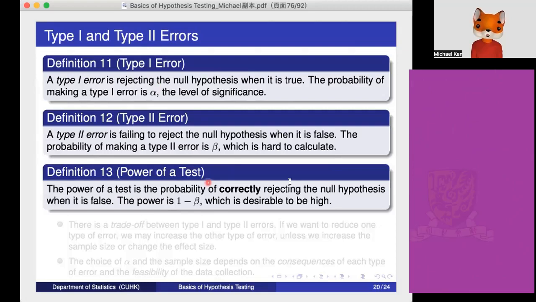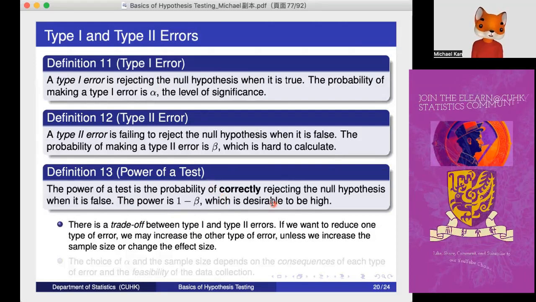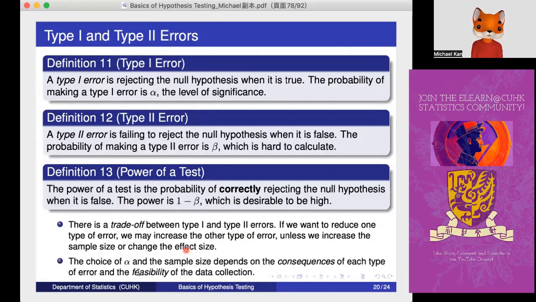This power is 1 minus beta. Of course, the higher the better. However, this page also reminds everyone that there is a trade-off between type 1 and type 2 errors. If you want one to have fewer errors, the other will have more, unless you increase the sample size or change your test. When you choose alpha and sample size, you have to consider the consequences, because this will affect the feasibility of the data you collect.